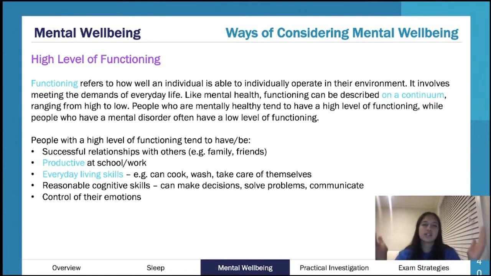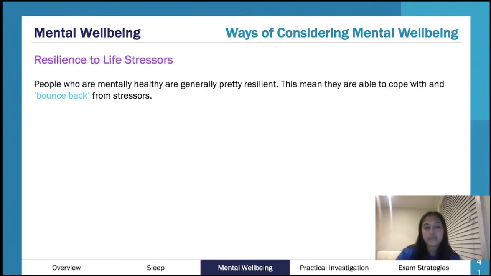So you can see how these things would comprise a high level of functioning, and that if you had some of these be a little bit poorer, like maybe you're not forming any relationships at all, are always having bad relationships with other people, maybe you're not very productive at work, maybe you're struggling with everyday basic living skills, that may be what you would call a lower level of functioning, and that can obviously impact your mental well-being.